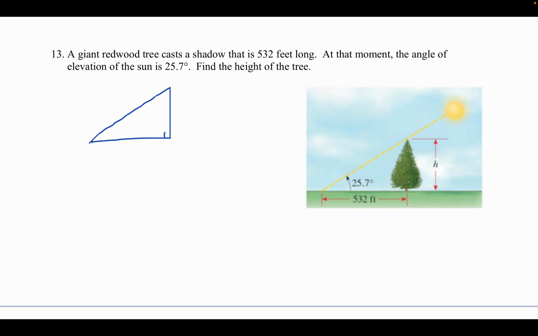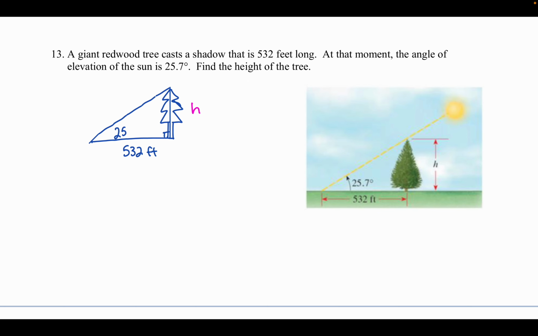Okay, we've got our tree here. We know that the length of the shadow is 532 feet. We don't know what the height of the tree is. That's what we want to find. And the angle of elevation, in this case, our horizontal is the ground. So you're looking from the ground up to the sun.